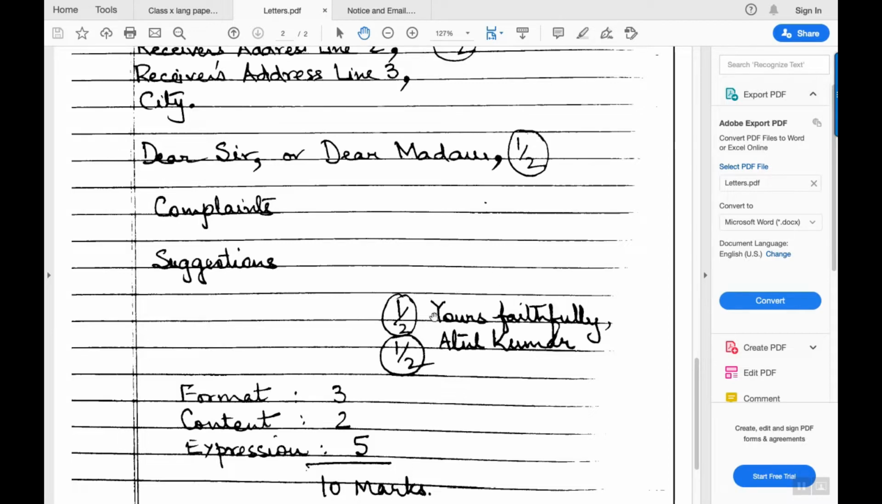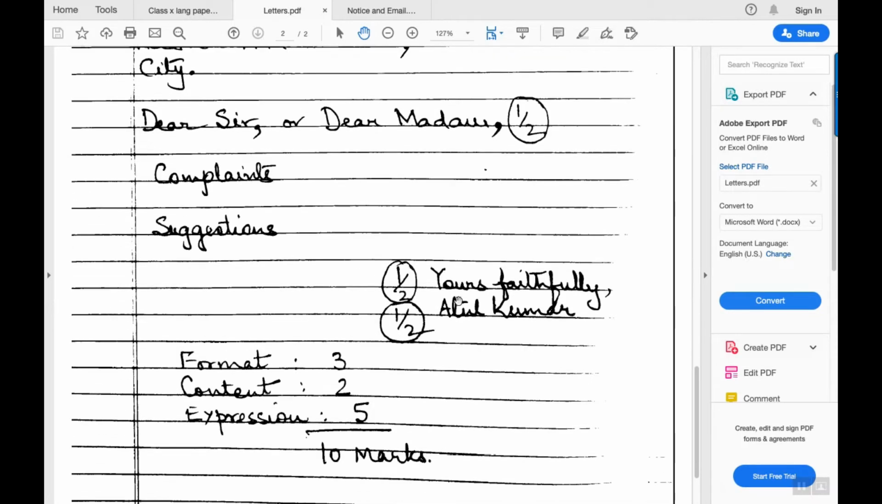Now see, in this part, in your exam, this is half mark, this is half mark. But if this goes wrong or this goes wrong, you lose both the half marks. So it becomes 1 mark. So how was the mark? How did we mark it? Format is of 3, content is of 2, expression is of 5. So total 10 marks.